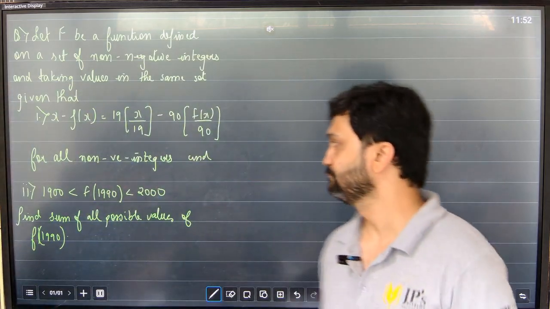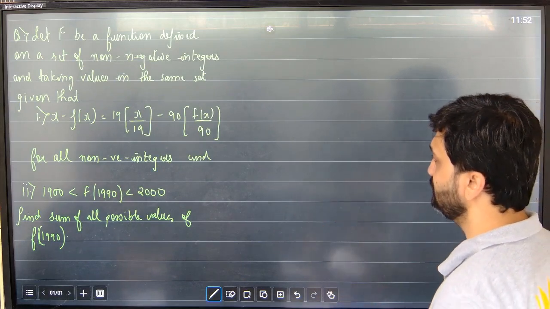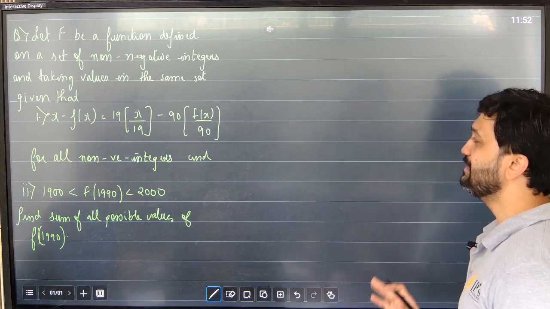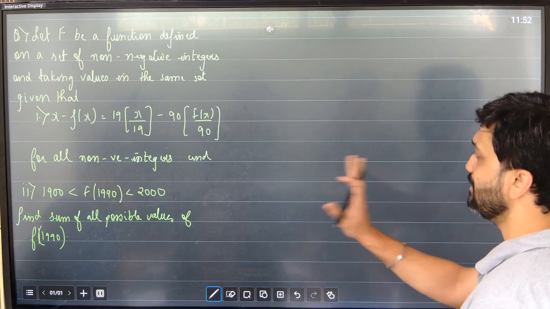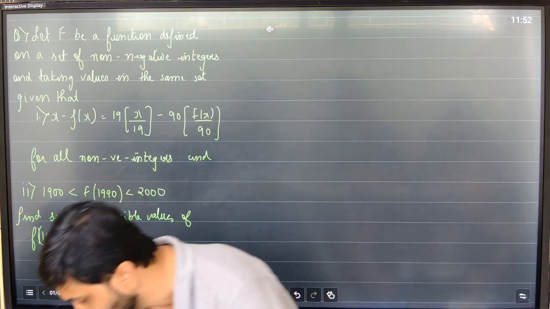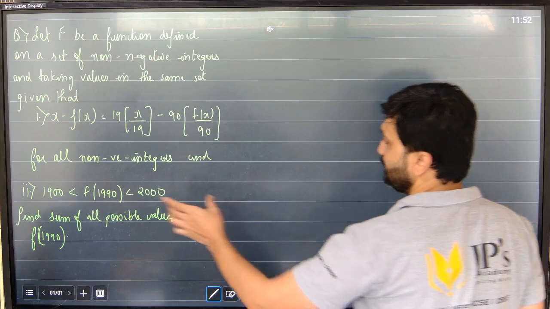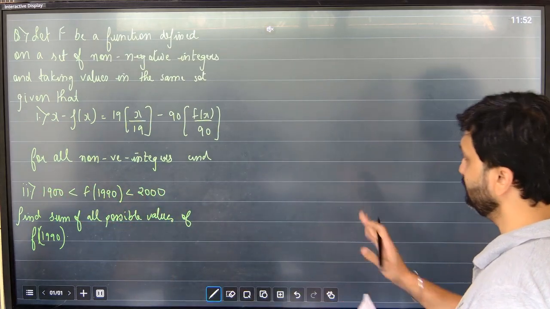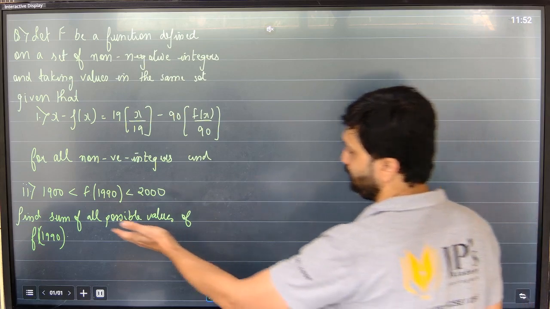So if you see the question, this is the question given to me. f is a function defined, and x minus f of x is equal to 19 into the greatest integer function of x upon 19 minus 90 into the greatest integer function of f of x upon 90 for all non-negative integers. This is the data that is given to me, and 1900 less than f of 1990 is this. Now, first I have to find the possible values of f of 1990.